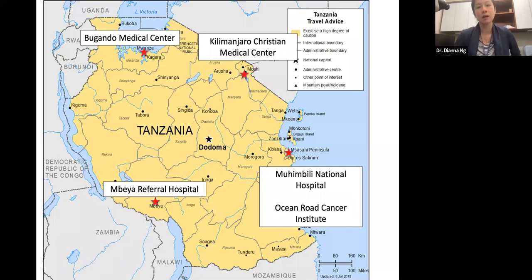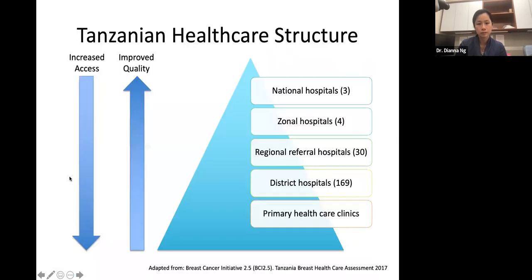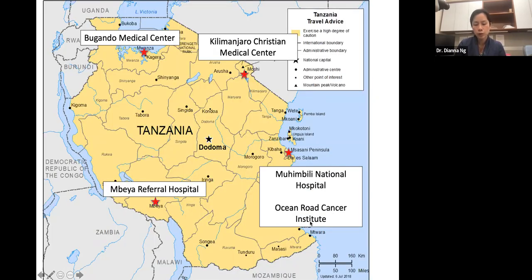This is a map of the major hospitals in Tanzania that provide cancer care as well as have pathology services. They're basically spread out around the four quadrants of Tanzania. Primarily, I work with Muhimbili National Hospital, but the goal is to expand our work to the other four centers. And just to mention, Ocean Road Cancer Institute is a cancer center only. So it's the only comprehensive care center in Tanzania, and they only do treatment.